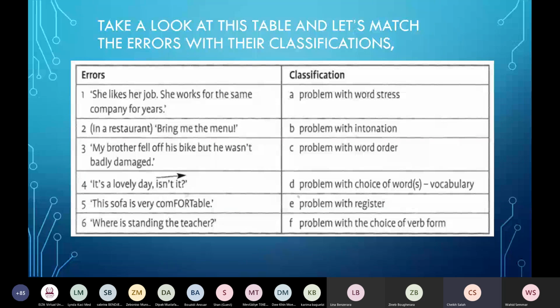As I said, this table has errors on one side and classifications on the other side. What I want you to do, or we are going to work on it together if you want, is to match the six errors to which classification they belong. For the first one: she likes her job. She works for the same company for a year.